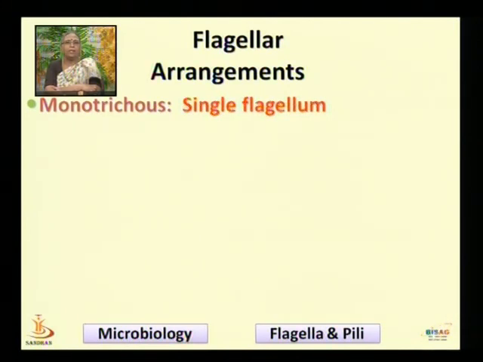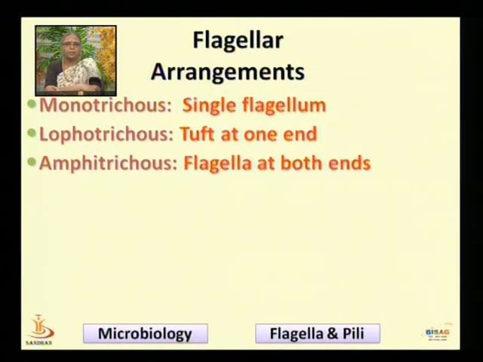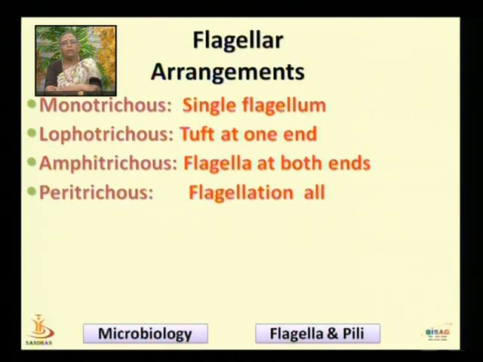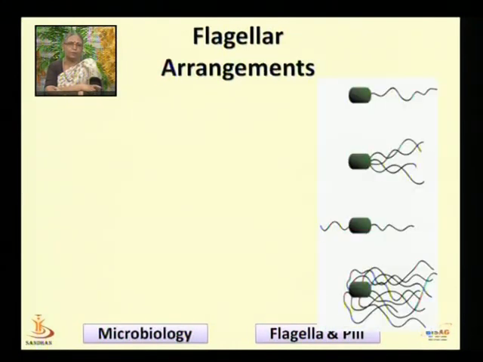These are described as monotrichous if a single flagellum is found. They are lophotrichous if a tuft, that is a bunch of flagella, is found at one end of the cell. It may be amphitrichous when the flagella are present at both the ends, and it would be peritrichous when they are found all around the bacterial cell surface. So, this is an important characteristic, an important point to be noted.